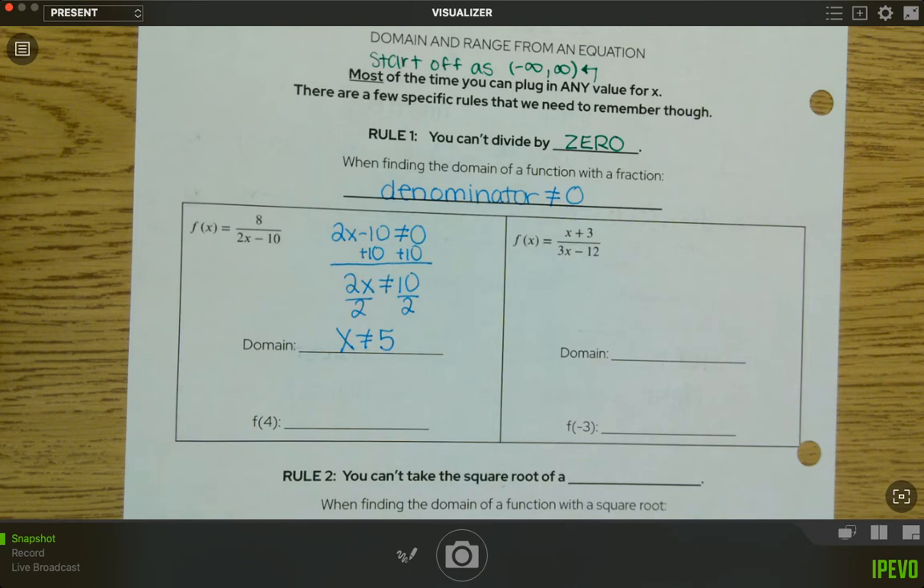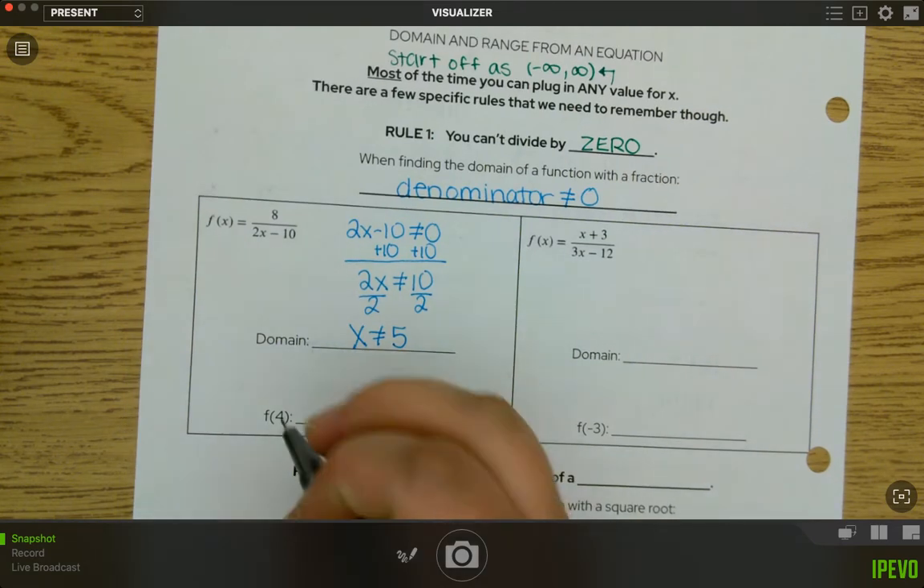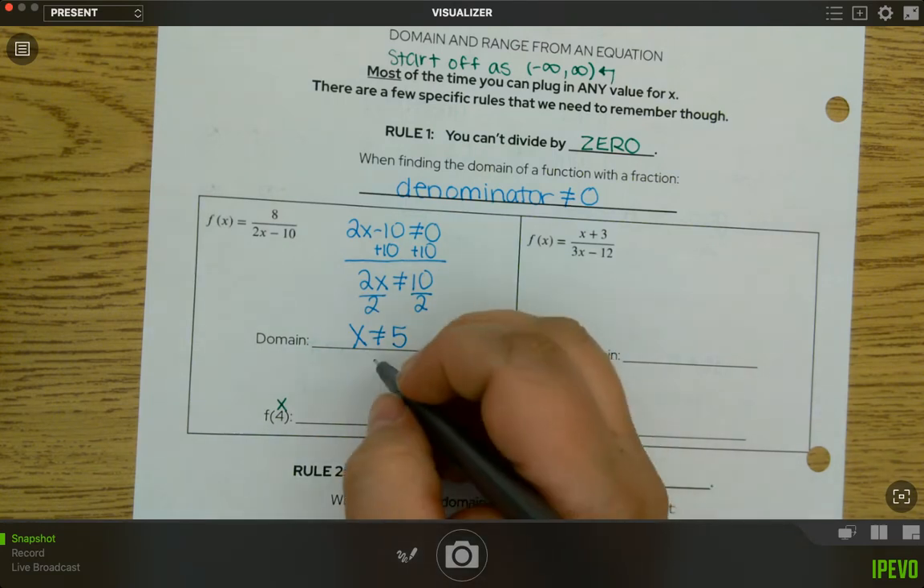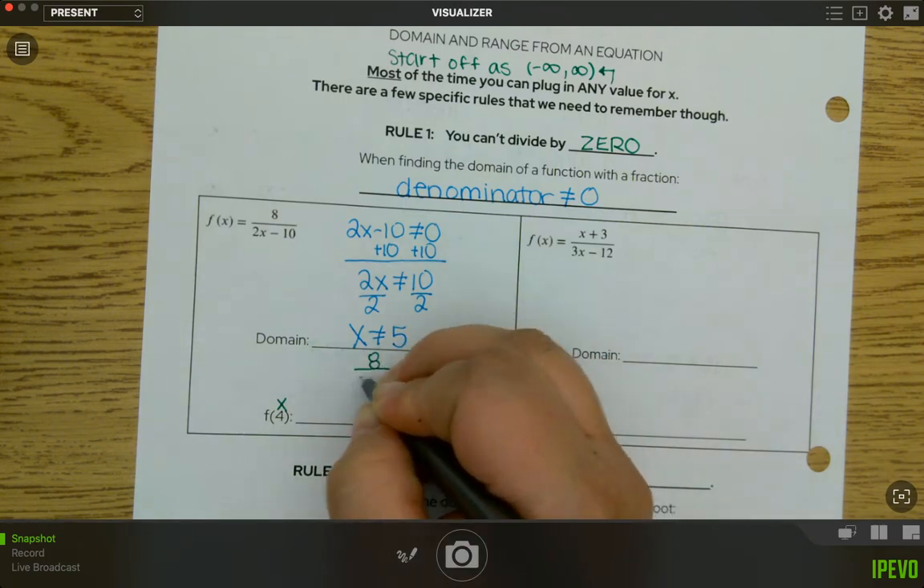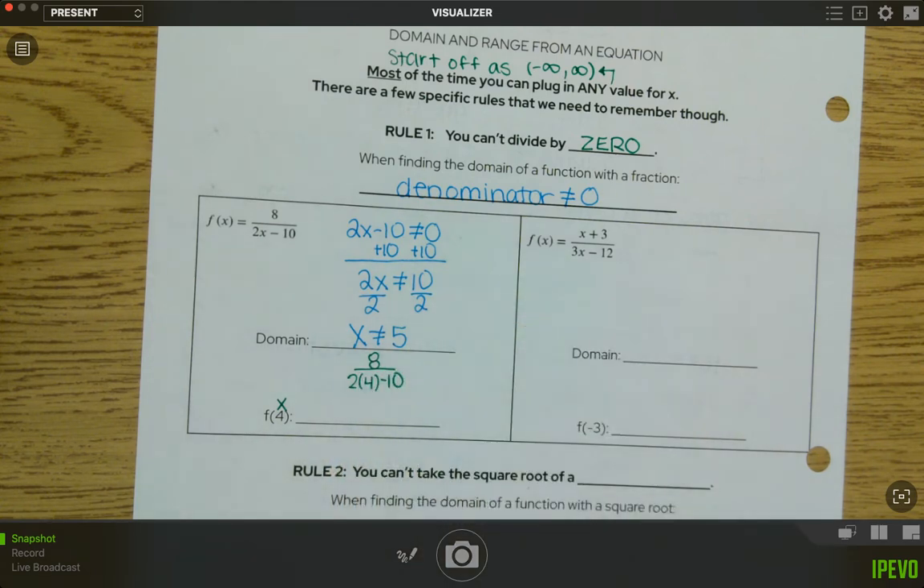Okay? And then this part is old news. I've been throwing this in though. This is f of 4, meaning go plug in 4 for x and find y. So I'm going to plug it into the equation. And I'm just going to keep reminding you guys that that's all that this does.